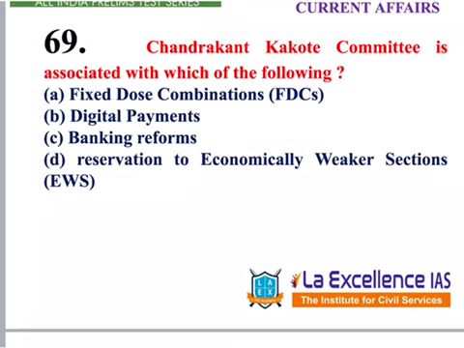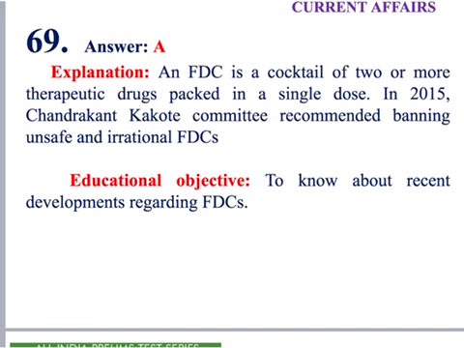The next current affairs question is given under question number 69. This question is a factual question. Chandrakant Kakote committee is associated with which of the following? If we know it 100%, then only we should answer. Otherwise, we should leave such questions. But here answer is A, fixed dose combinations. Regarding that, this particular committee was appointed. Here is the value addition. Why they have appointed this committee, that is mentioned over here.